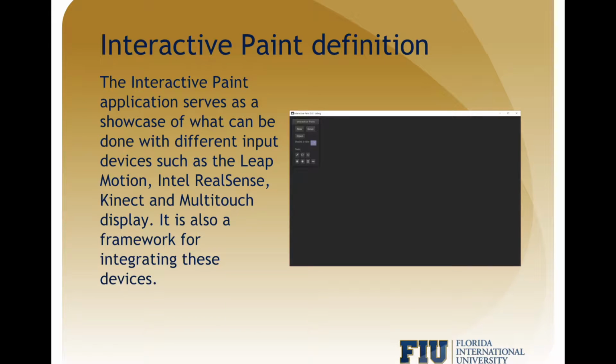So, interactive paint is a showcase of what can be done with different input devices, such as the Leap Motion, the RealSense, the Kinect, a multi-touch display, as well as a framework for using these devices in future applications and future iterations of interactive paint itself.